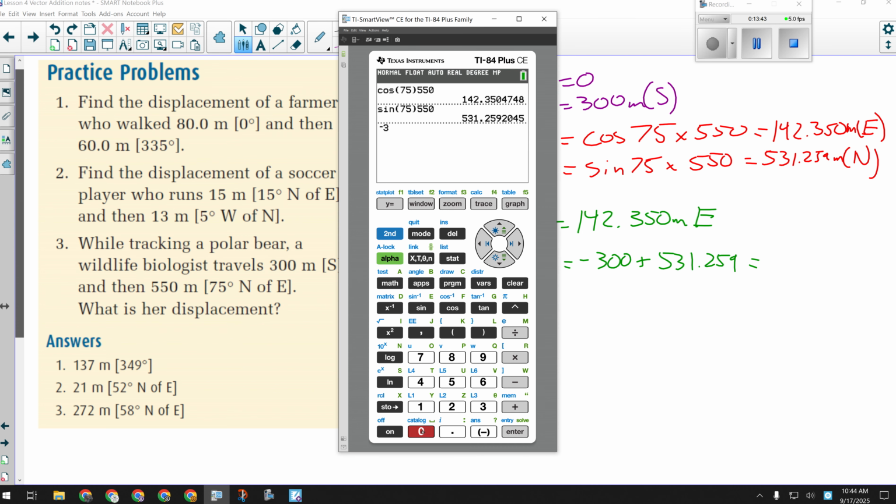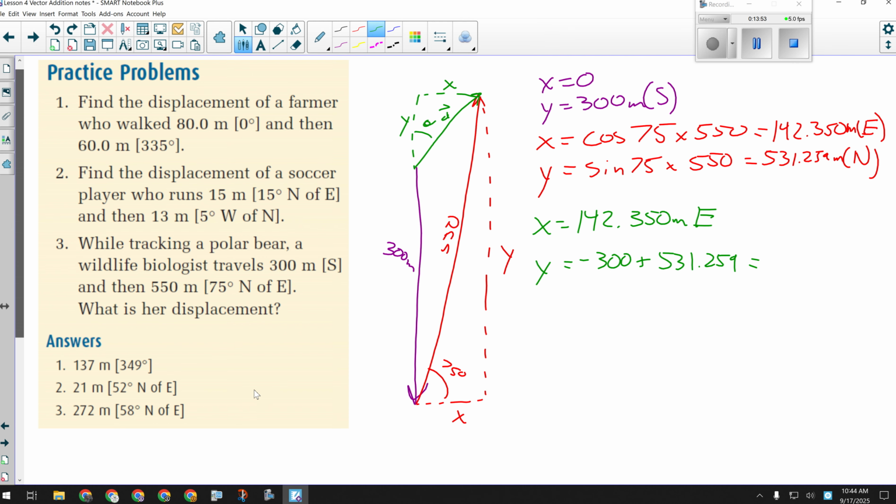Okay, so negative 300 plus 531 there is 231.259 meters north. Okay, so now I've got all of those. Now I've got the two sides of my resultant's triangle. So next step, same as always, do Pythagorean theorem to get the magnitude. 142 squared plus 231 squared with all the decimals in your calculator.